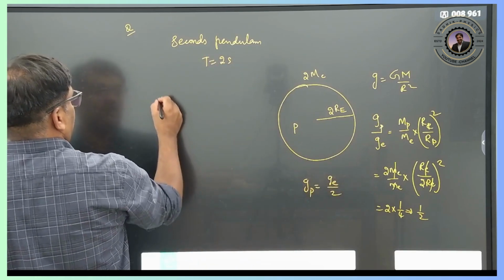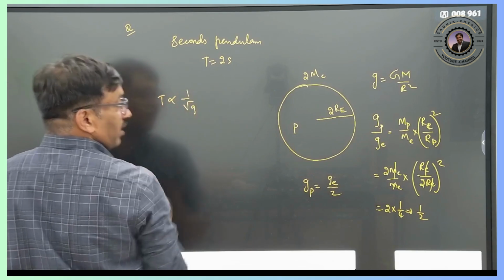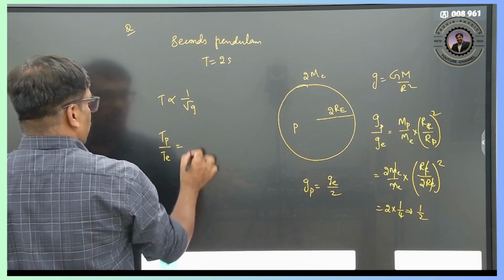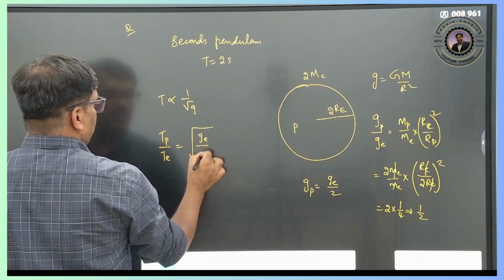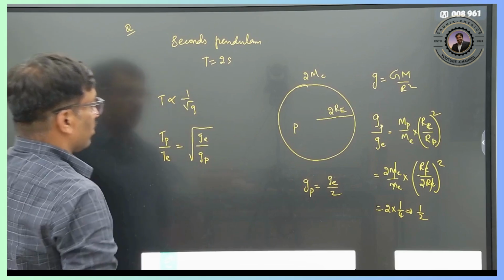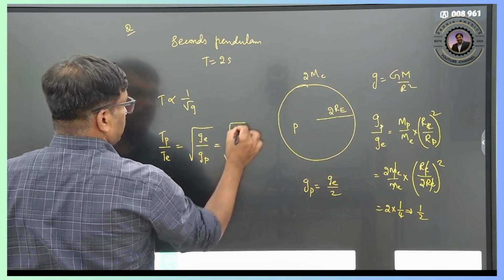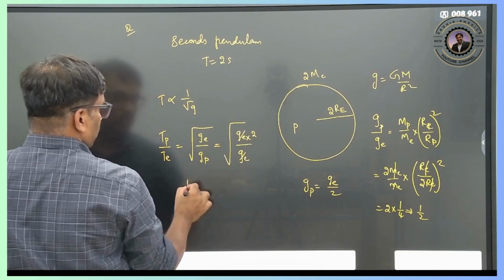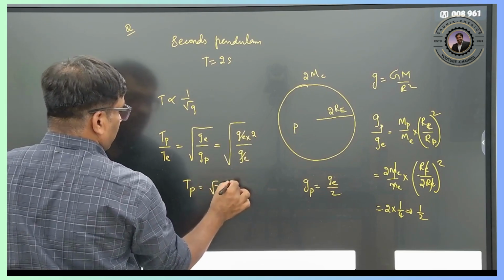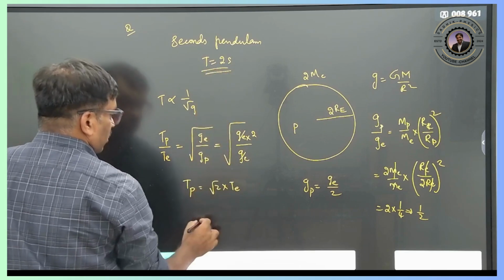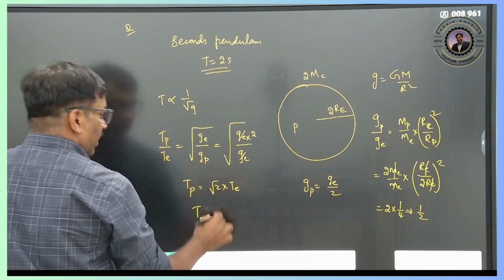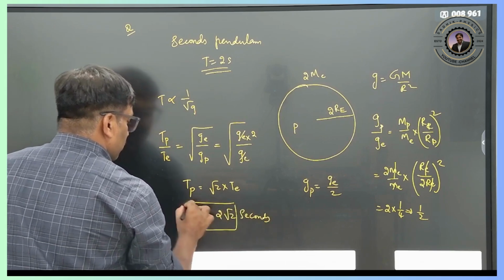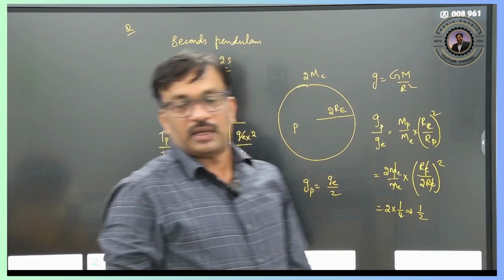So what is the formula for time period? Time period is inversely proportional to the square root of g. So the time period on the planet by the time period on the earth is the root of g on the earth by g on the planet. Rewriting, the g on the earth into 2 gets cancelled, so the time period on the planet is root 2 times the time period on the earth. What is the time period on the earth? 2 seconds. So the time period of a seconds pendulum on the planet is 2 root 2 seconds. Clear? Therefore g value is decreased, that's why time period is increased.